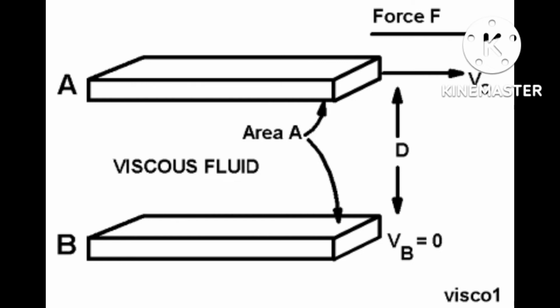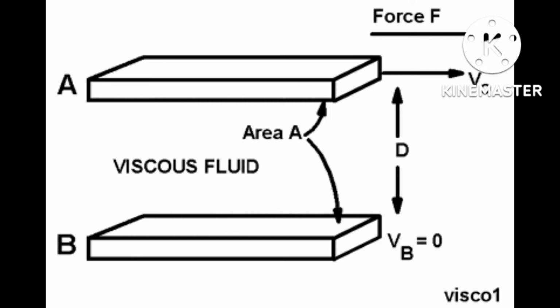SI unit of viscosity coefficient is 1 newton second per square meter, which means newton second per meter square, or newton second meter minus 2. Newton second per meter square is the unit for the coefficient of viscosity. This is also called Pascal second.